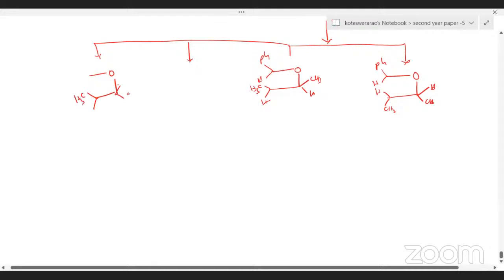Here the CH3 is in the trans manner. This is one diradical. This is another diradical. This is another diradical.